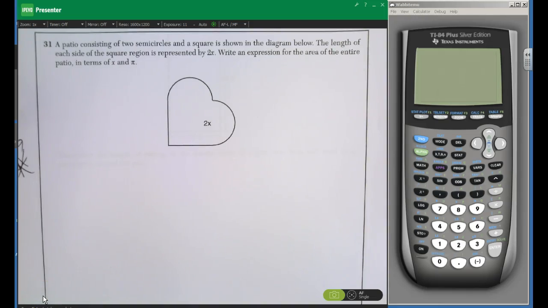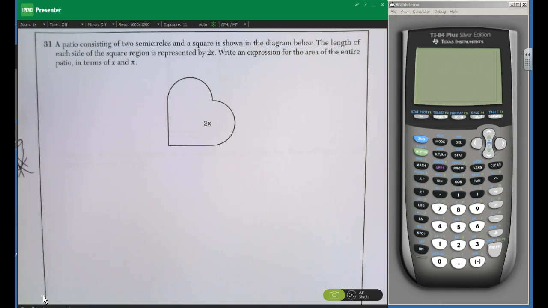Hi, this is Miss Erig, and we're going to go over some questions relating to geometry, specifically finding area of different shapes that don't seem to make a lot of sense. So here we go. This is from the June 2014 test. Question number 31 is a 2-point question.